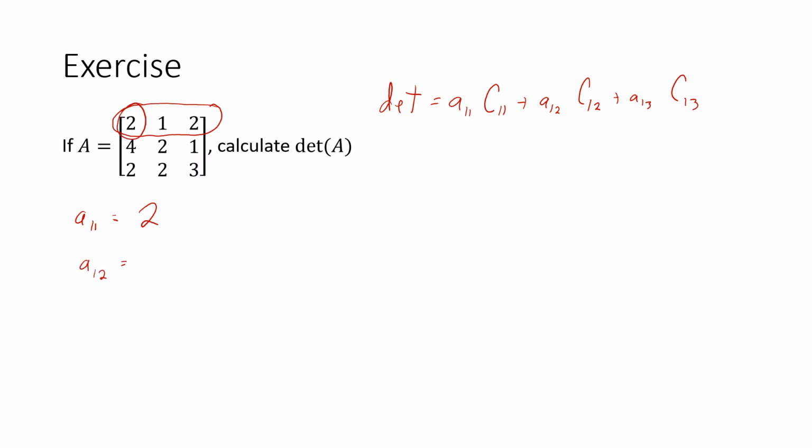A12 is equal to 1, and A13 is equal to 2. So it's the first number in the row, the second number in the row, the third number in the row, and you would continue on if you had a bigger matrix. So that's the easy one.